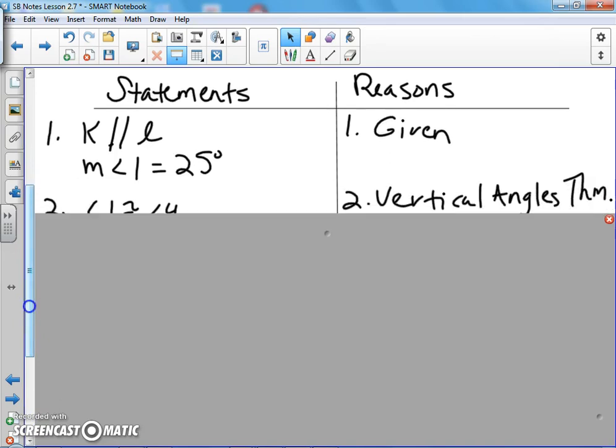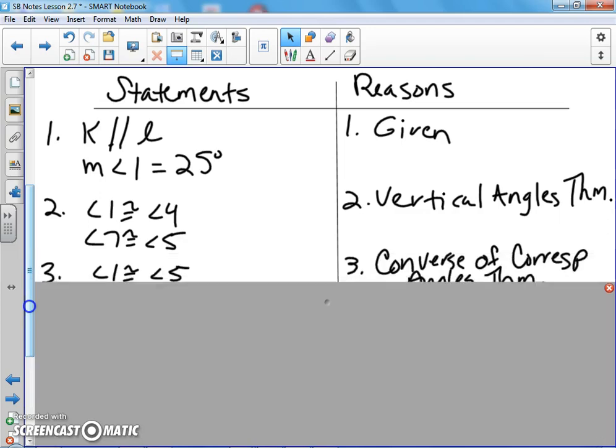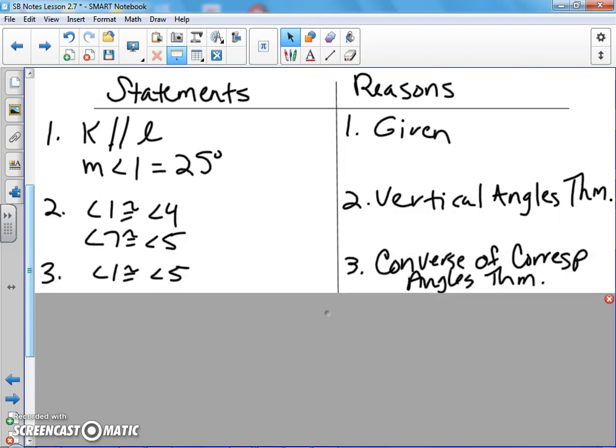Okay, after we've stated our given, we're going to use the vertical angles theorem to link angles 1 and 4 and angles 7 and 5. Once I have those linked, then I just need to get from one of those pairs to the other. There are several different ways you can do this. You can link 4 and 5, or you can do what I've done here, which is linking 1 and 5. I use the converse of the corresponding angles theorem to do this, because I know my lines are parallel.